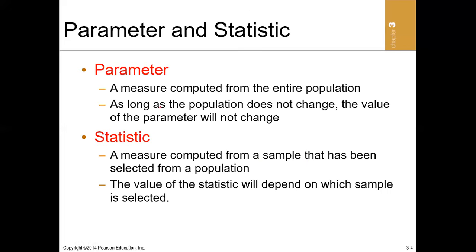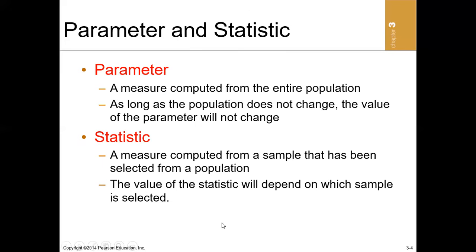Now, any measure that is computed from an entire population, be it mean, mode, standard deviation, or whatever statistical measure that is computed from a population, is called a parameter. So whenever you hear the word parameter, parameter refers to measures that are computed from an entire population.